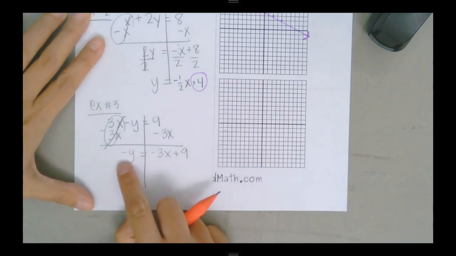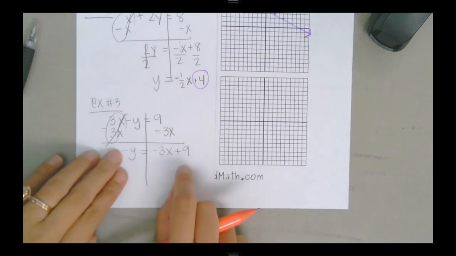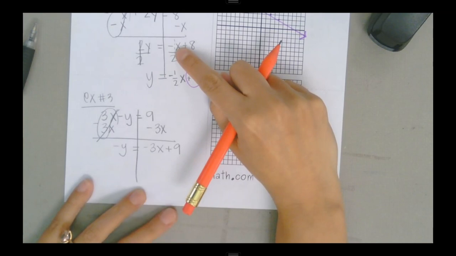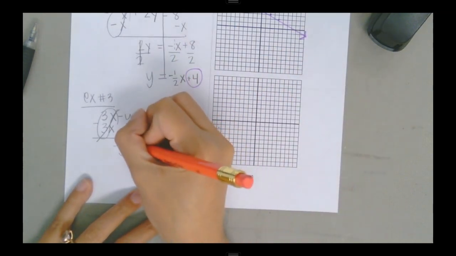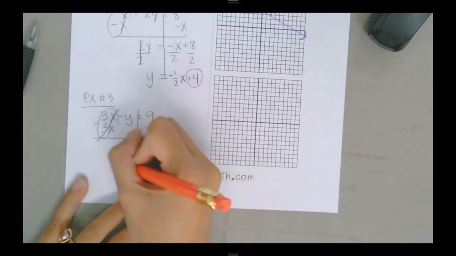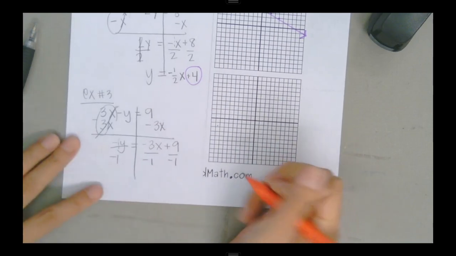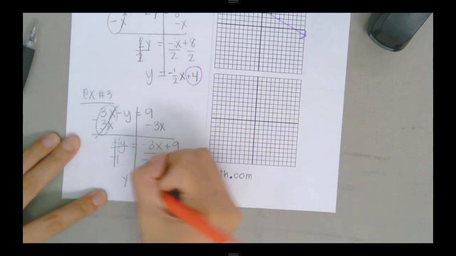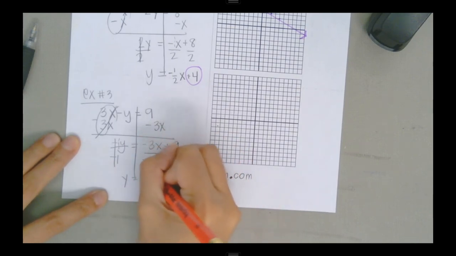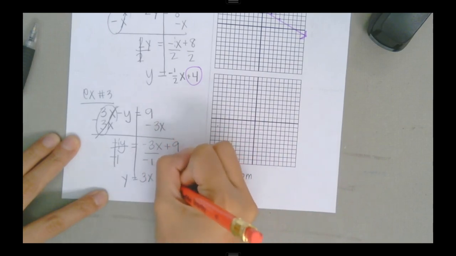Now, I almost have this in slope-intercept form. The only problem is there's a negative on this y. So just like in example 2, we had an imaginary 1, we have an imaginary negative 1 in front of this y. So that's going to tell us we need to divide everything by a negative 1. That would leave me with y equals negative 3 divided by negative 1 would be positive 3x. And then 9 divided by negative 1 would give me a negative 9.